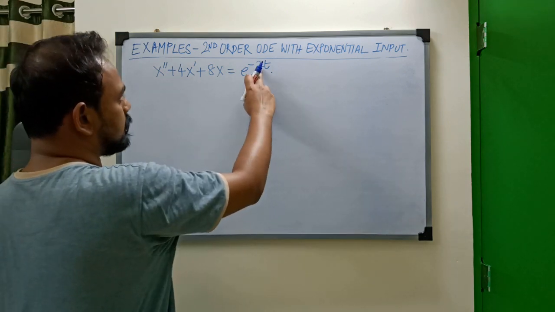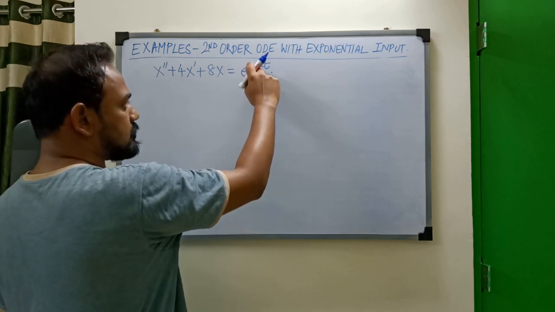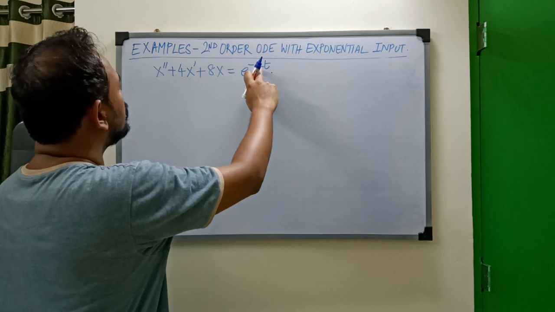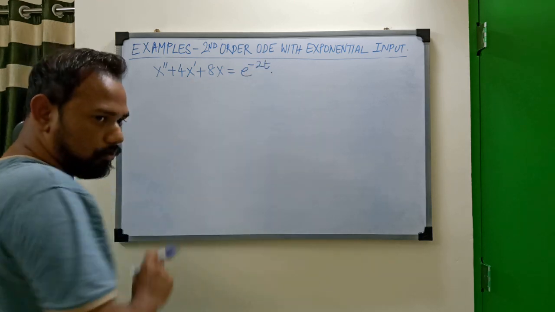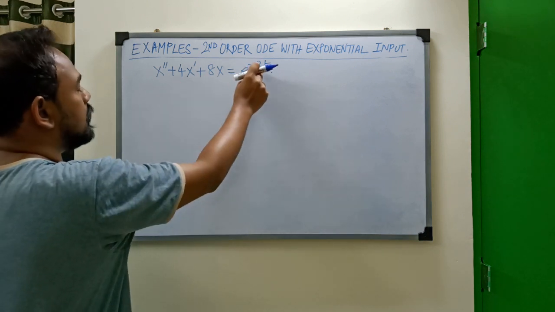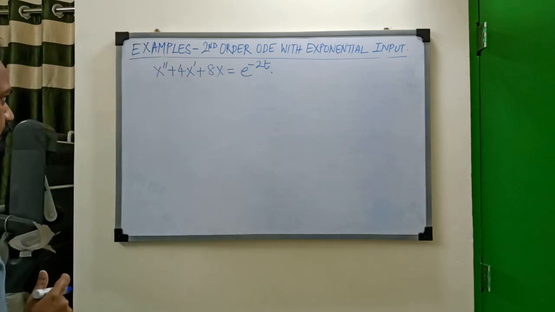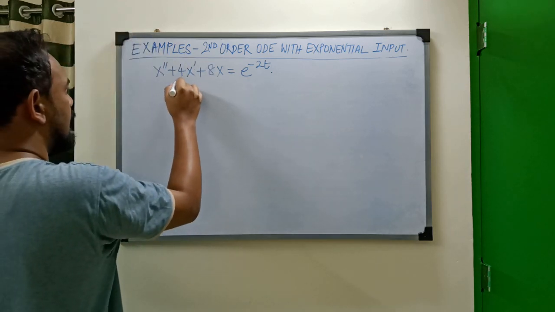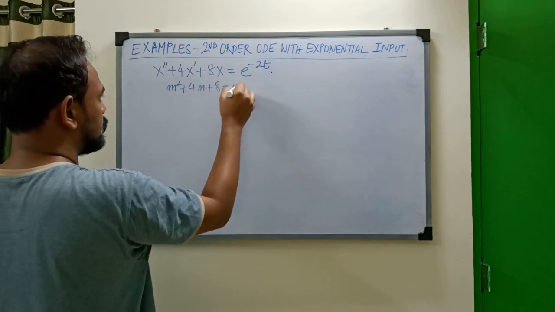We have to check whether this factor, the small a here, the decaying rate of the external force, is equal to one of the roots of the auxiliary equation of the homogeneous form of this. So the auxiliary equation is m square plus 4m plus 8 equals 0.